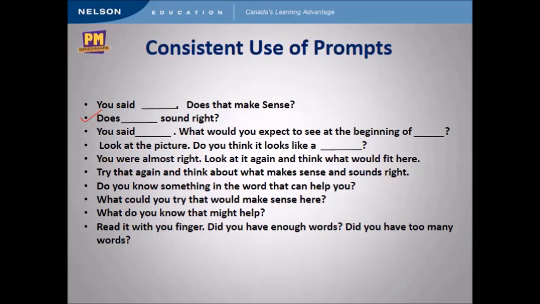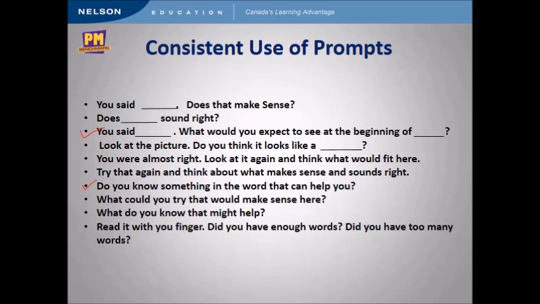We might want to use prompts to help the student who's really working with a visual cue. So this is a student who needs prompting to look at the visual cues. So we might be saying things to the student like, you said, what would you expect to see at the beginning of whatever that word is? We might say something like, do you see something in that word that can help you? So this is where we might be looking for letter sounds that go together. We might be looking at ways we could chunk words.